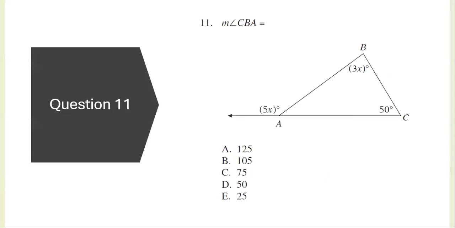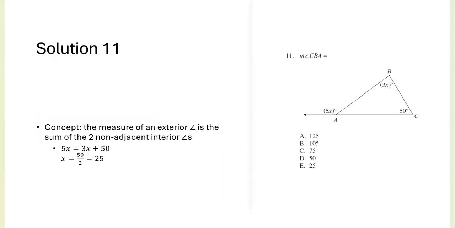Right? Number 11, what is the measure of angle CBA? We can again use the exterior angle theorem, which says that this exterior angle is the sum of these two non-adjacent angles. Okay? So 5x is equal to 3x plus 50. We solve for x. X is 25. Choice E.